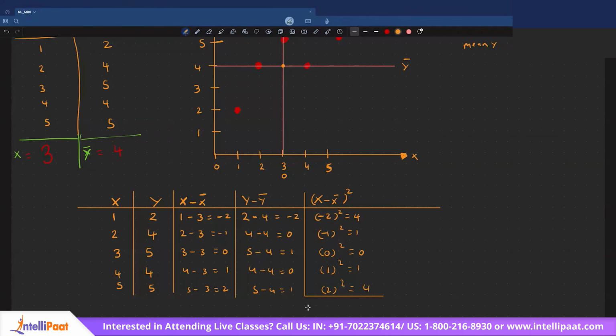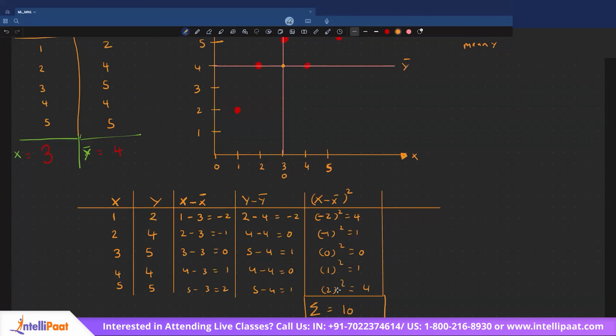Yes. Now, if you take the summation of all the values, what do you mean by summation? Addition of all the numbers. So tell me, what is 4 plus 1 plus 0 plus 1 plus 4? 8, 9, 10. Can I say it is 10? Can I say that the summation of x minus x bar the whole square is this? Okay. Until here is everybody clear?